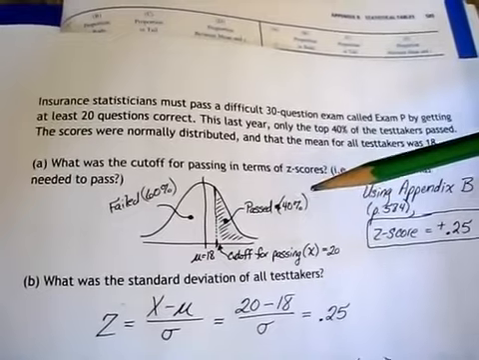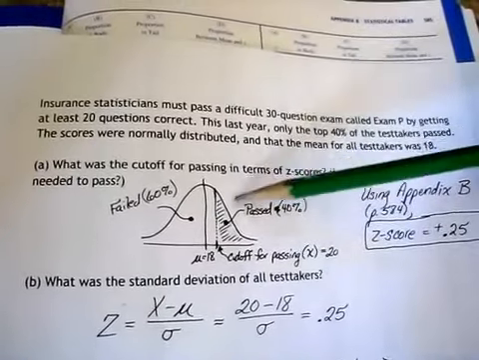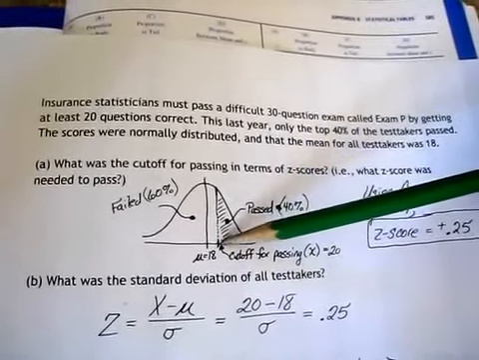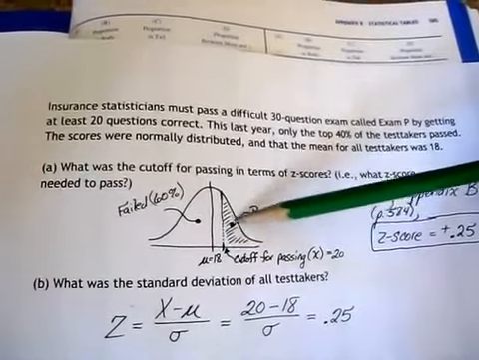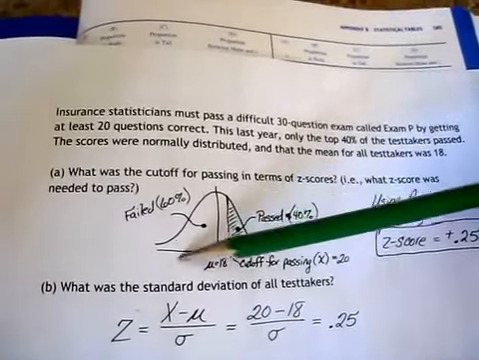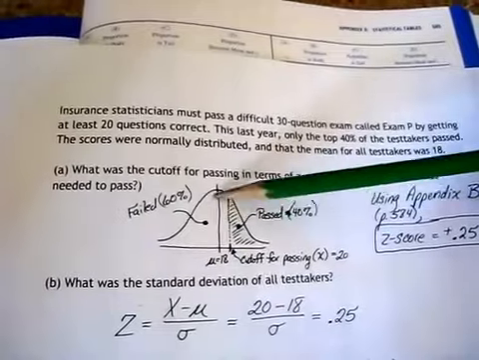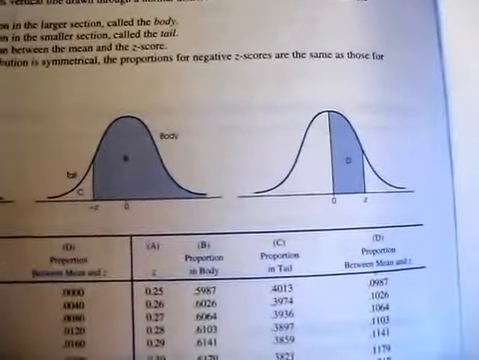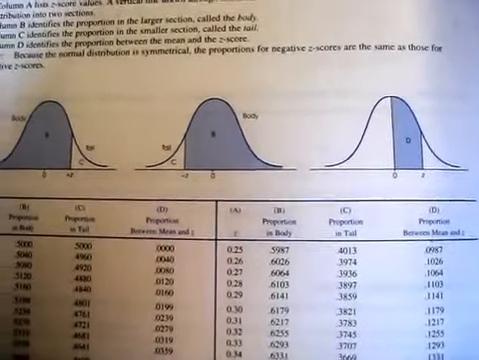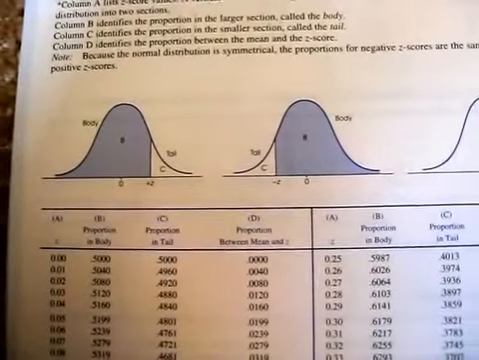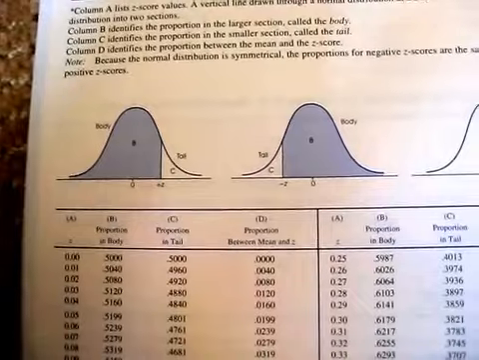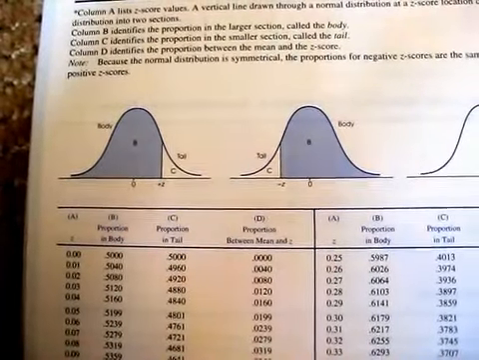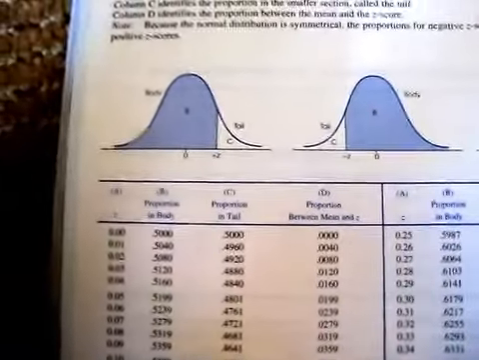As soon as we do this, we can go to the chart, and we're going to try to find the z-score that gives us 40% in the tail and 60% in the body of the distribution. Okay, this is on page 584. It doesn't show up real well here, but again, we're looking for 60% in the body, so 0.60 in the body, 0.40 in the tail.